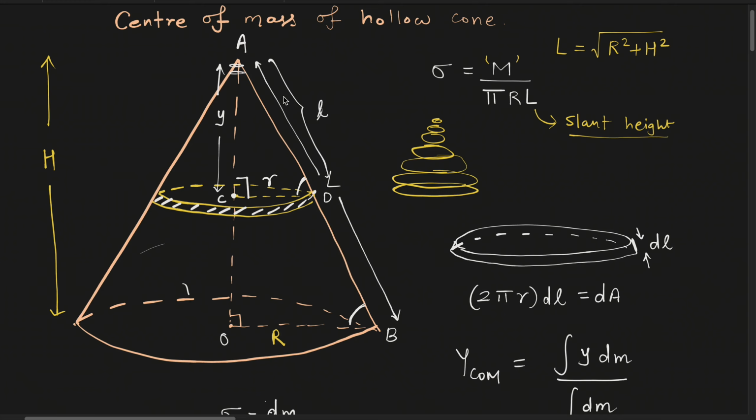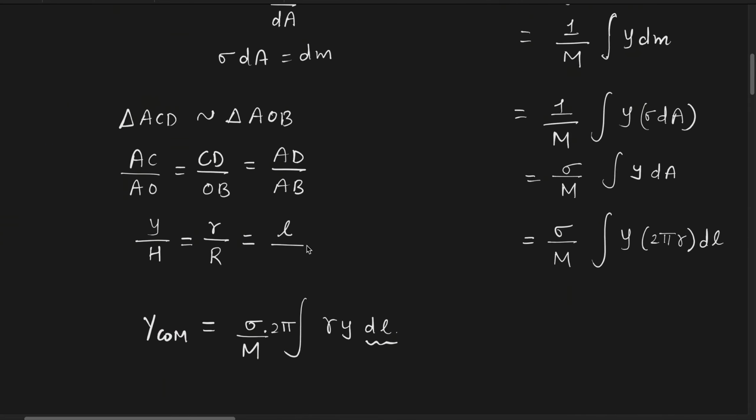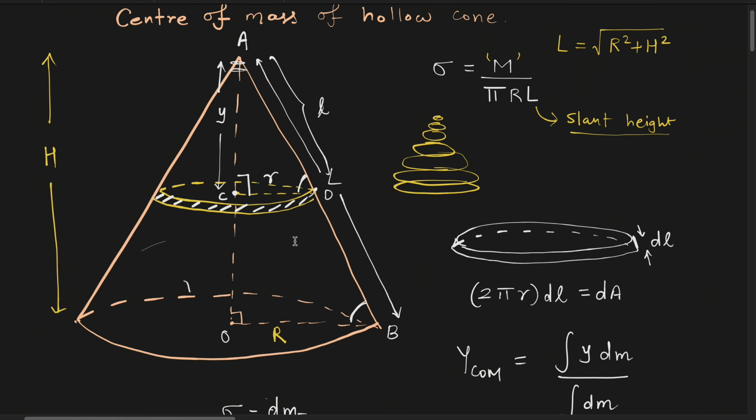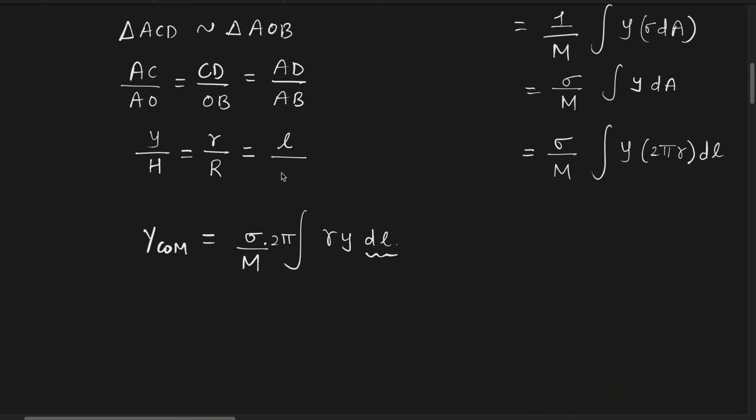Now I have assumed in general this ring is at distance L. So this is L divided by AB. But what is AB? AB is capital L, right? So from here I can write r and y in terms of l. Let me use a different color. r by capital R can be written as small l by capital L. So small r is l into capital R by L, and again I can write small y as l into capital H by capital L.